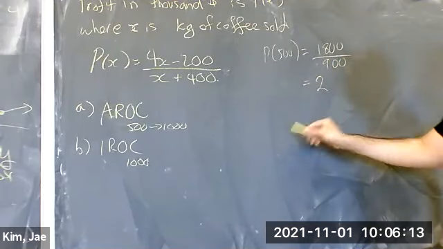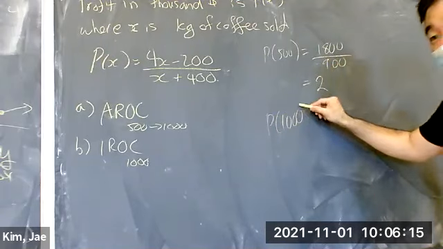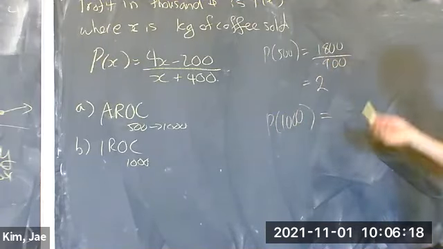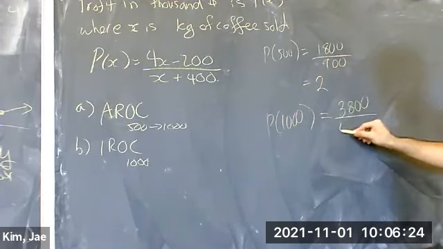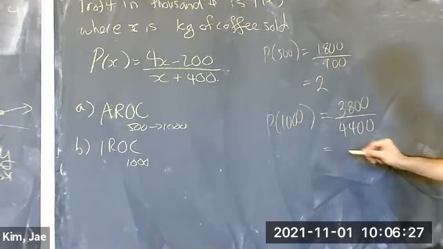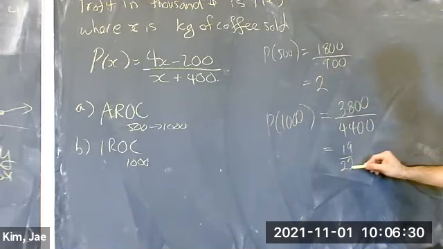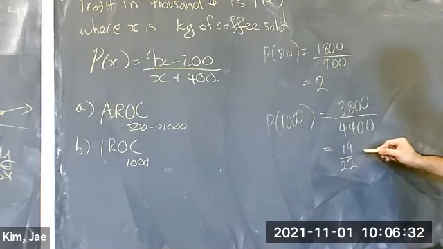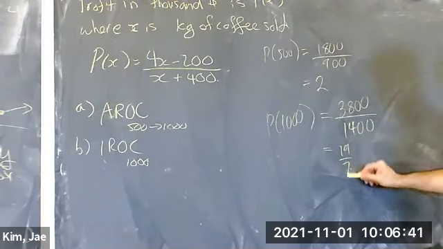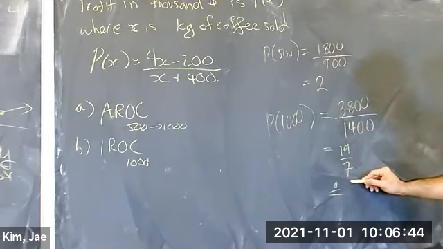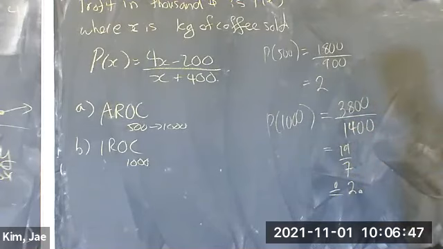That's pretty cool. Anyways, is it recording? Okay. 1,000. So 4 times 1,000, 4,000 minus 200, 4,000 plus 4. Oh, that's not as pretty. 19 over 22. 1,400. Oh, my bad. No, it's 19 over 7, which is approximately 2.7.